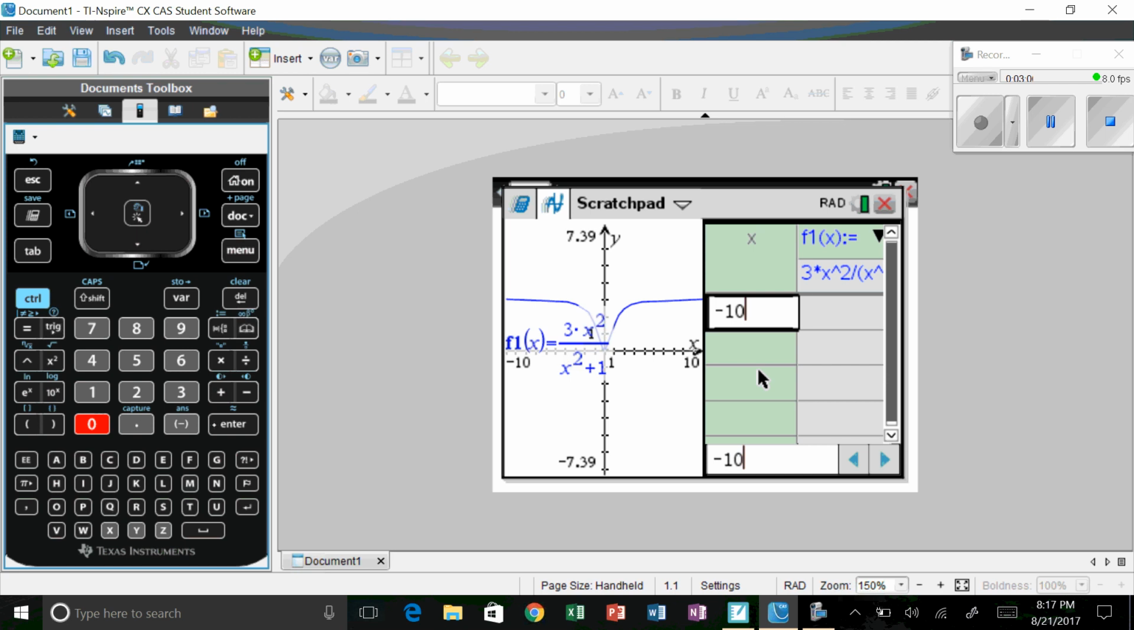Negative 10, negative 100, negative 1,000. And you can see that these values are also getting closer and closer to positive 3.